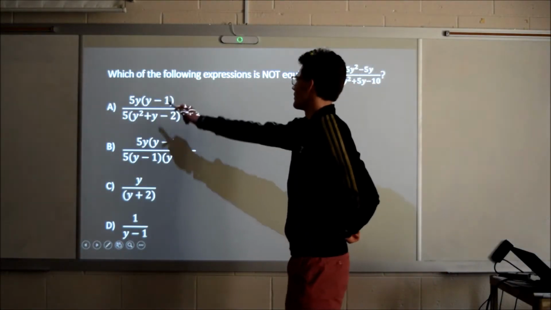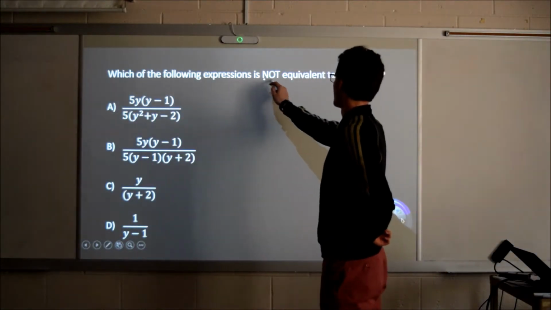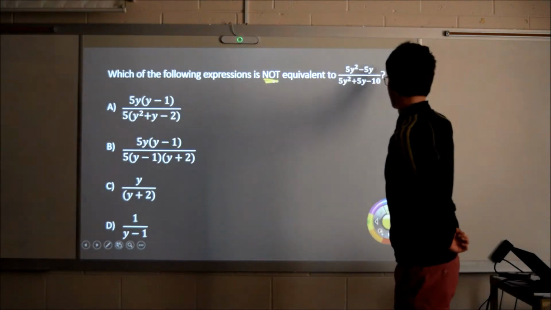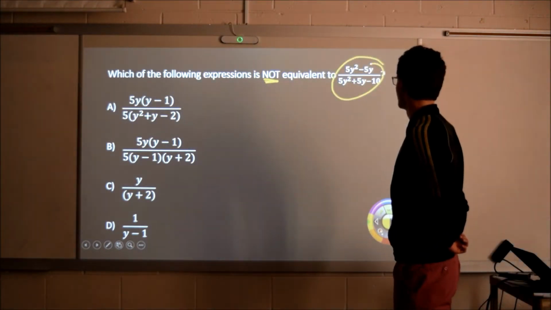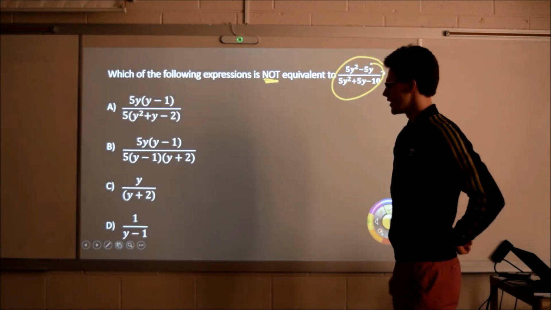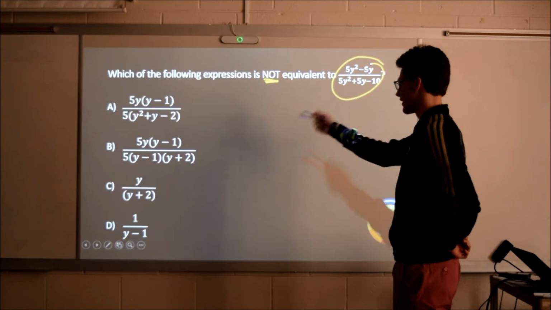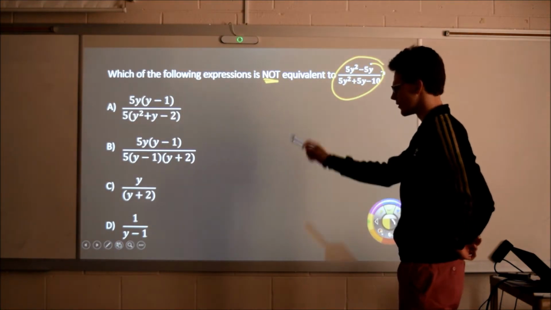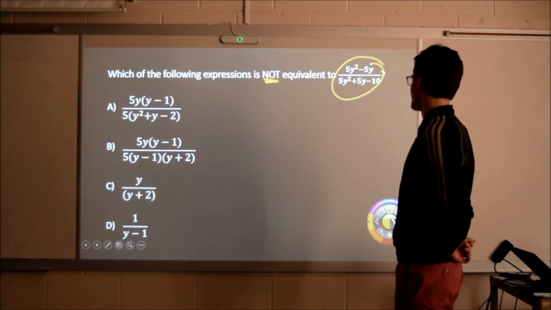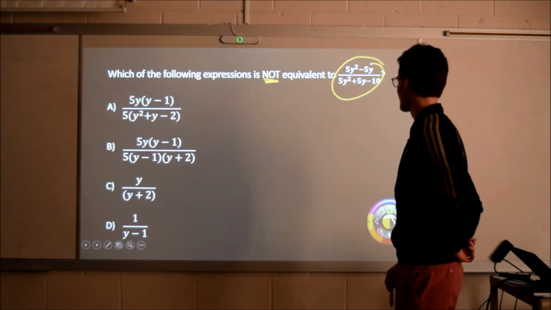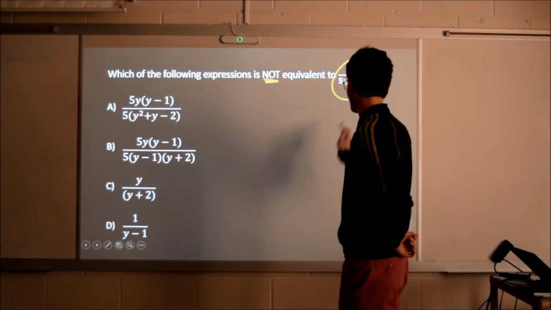Alright, so for this problem, we're trying to find which expressions are not equivalent to this equation. So we have a bunch of different factored things over there as our answer choices. And just from looking at this, it's hard to see which ones are equivalent and which ones are not. So since they're factored, the easiest way to figure out which ones are is to factor this one.